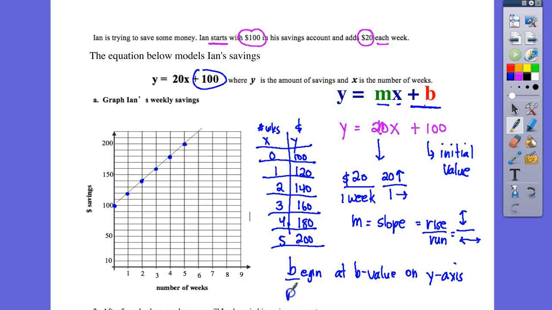And then we move to the next point. That little m reminds you that you're going to move using the slope, the number in front of x. In this case, we moved 20 up, 1 to the right, because our slope is 20 over 1. And then once you have your points, you just connect the points and extend it. Okay, let's have another example.